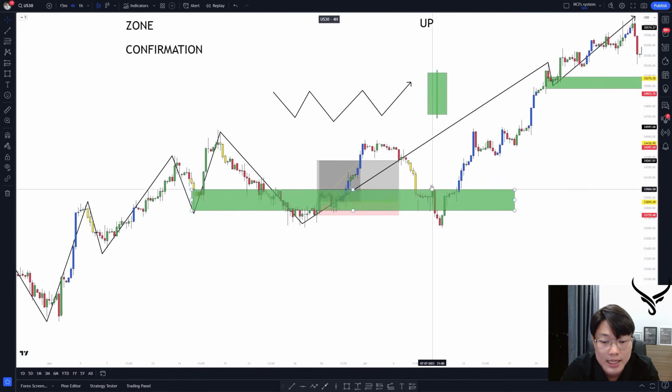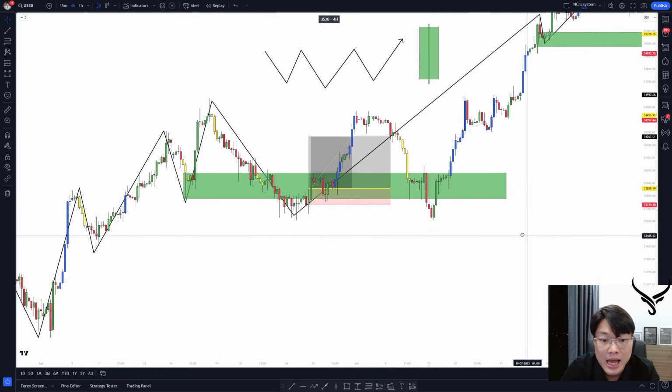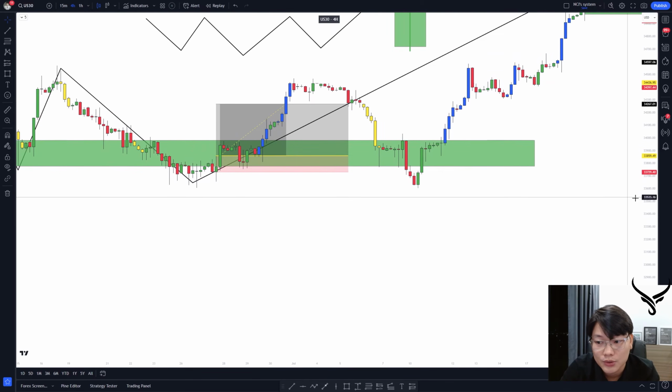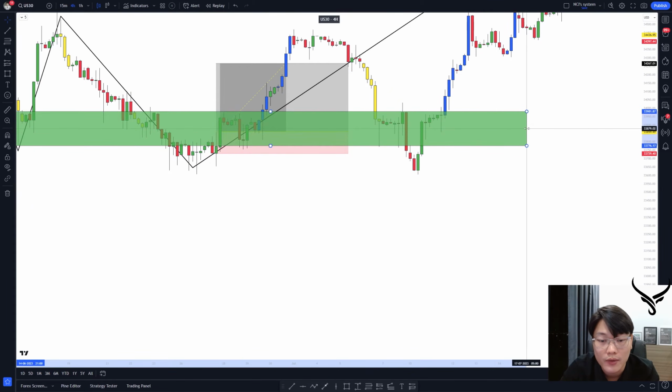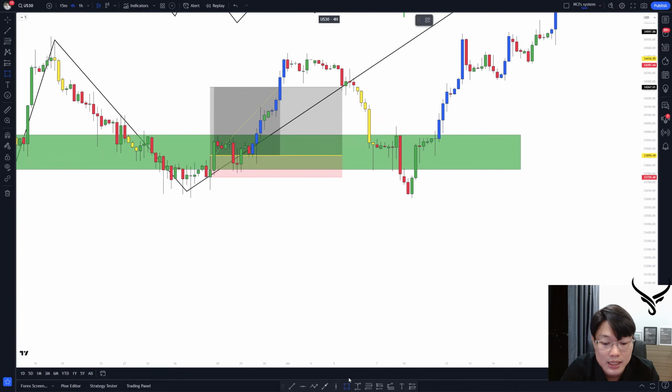And for the second case right over here, you can see that after the market creates the fake breakout zone right over here one more time by the candles, you can see right over here. At this time, I want to explain in a little more detail right here.